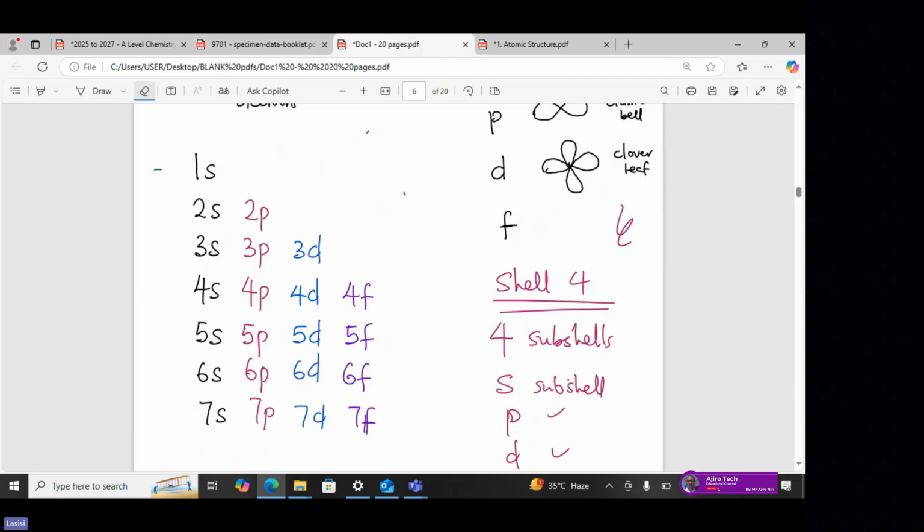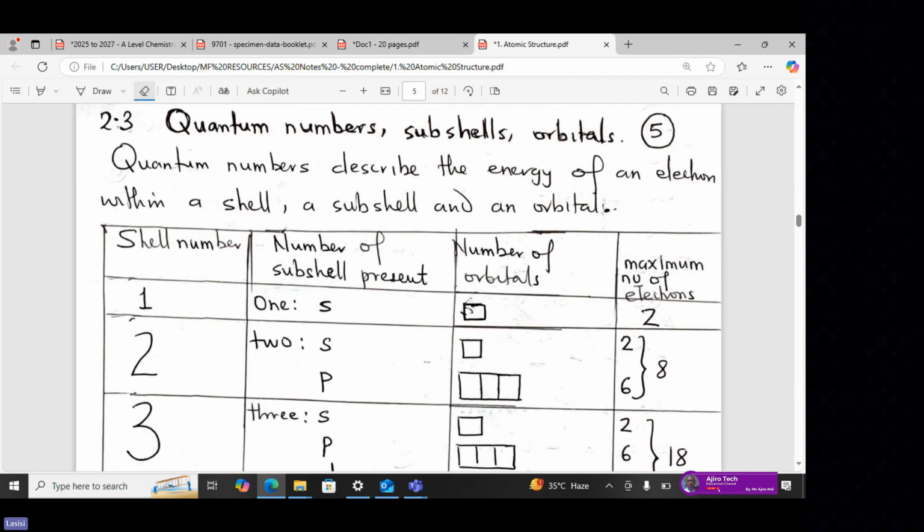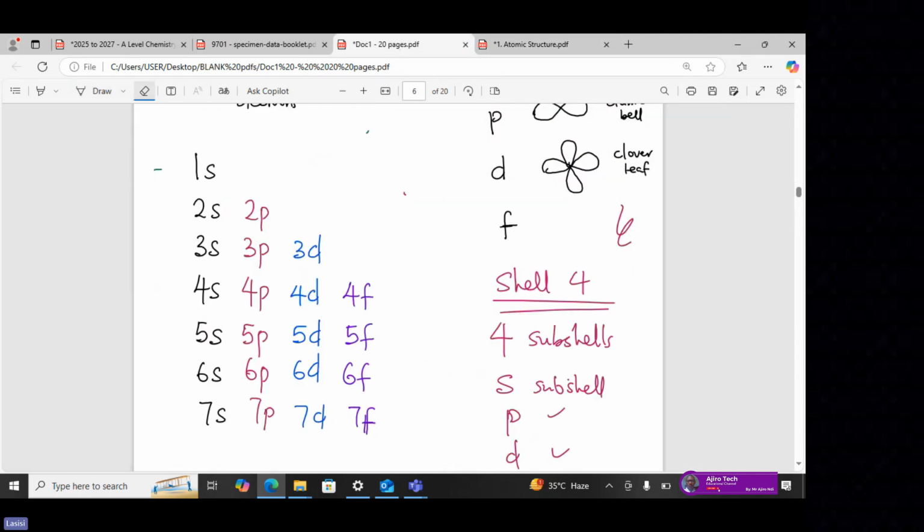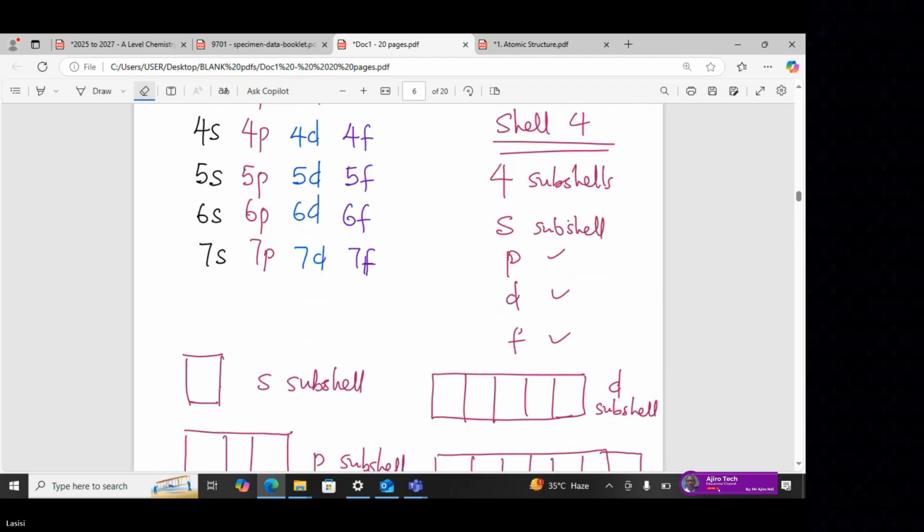I want to correlate this table with the other table I'm doing. Shell number 1 has only one subshell, which is the S subshell. S always contains one orbital. And an orbital cannot hold more than 2 electrons, any orbital, whether it's an S orbital, P orbital, D orbital or F orbital.